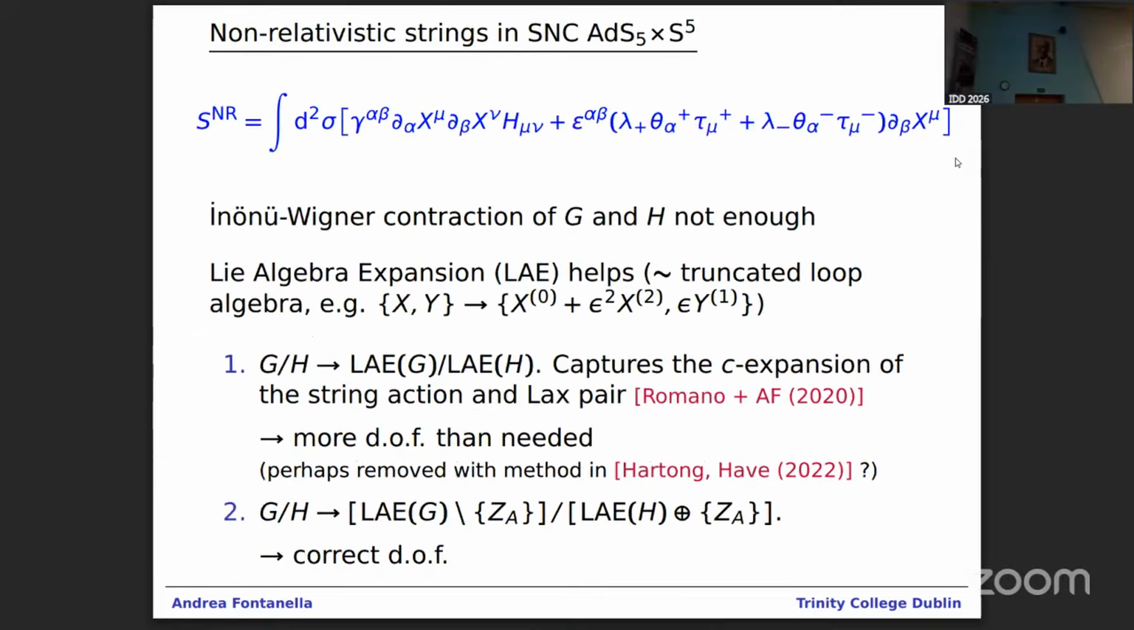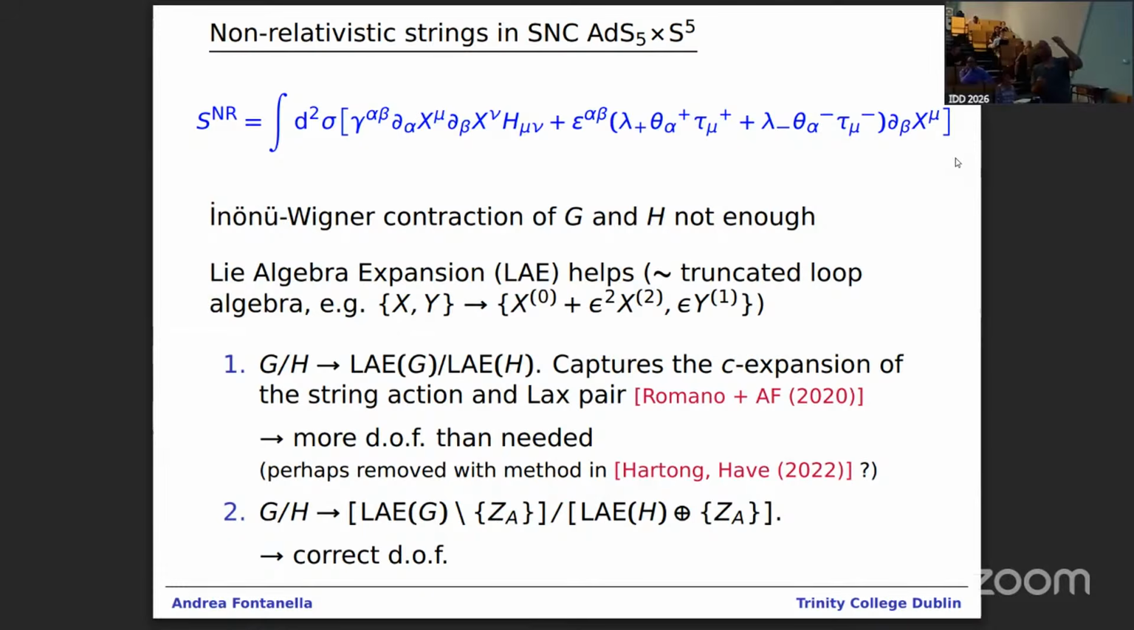Now the question is, can you do the same for the non-relativistic action? So the non-relativistic action looks like this one. You have this term that looks kind of like Polyakov, but then you have this extra term that is given by Lagrange multipliers, lambdas, because as I told you before, there is this divergence that you have to kill and tame, so there is this extra term.